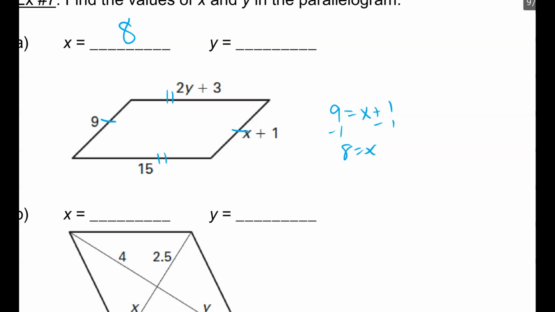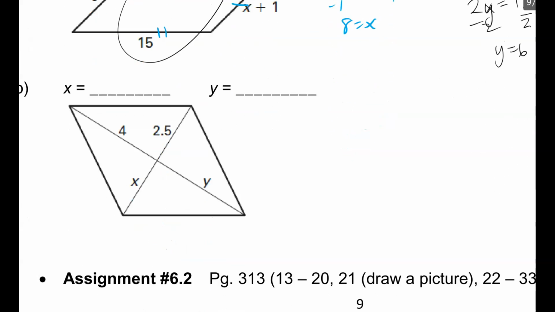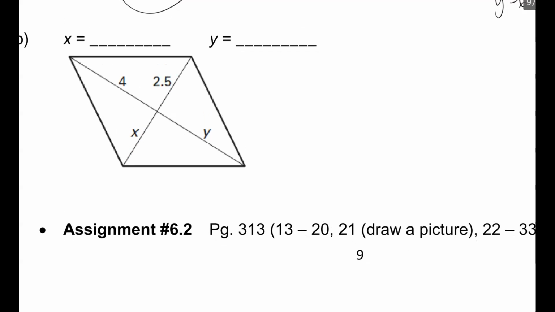All right, continue on. These 2 will be congruent to each other. So 2y plus 3 equals 15 because they're opposite. Opposite sides are congruent. Subtract 3. Oops, 2y equals 12, divided by 2, and we get y is equal to 6. Amazing. Go ahead, pause the video, give this a shot before I go over it.